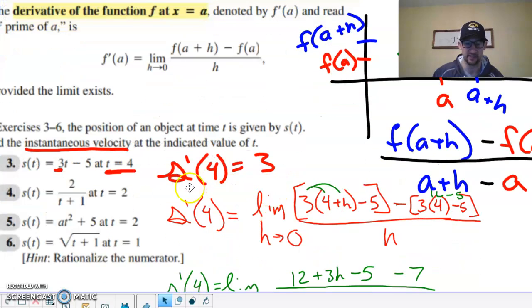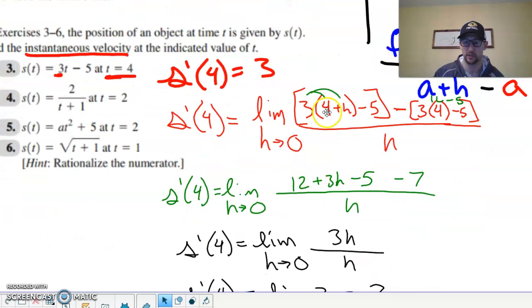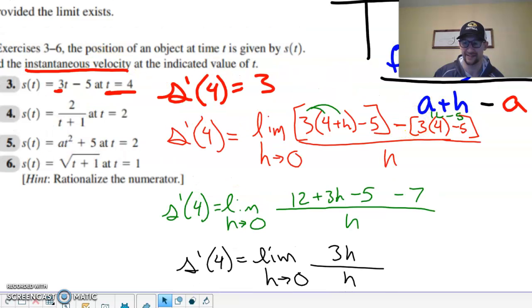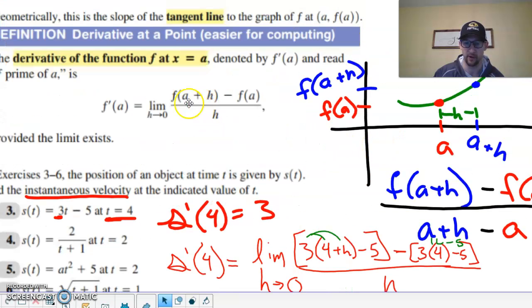And then we did an example where we had 3t minus 5, and we wanted to find the instantaneous velocity, or the derivative or slope, at t equals 4. So that's what we did. We used the limit of the difference quotient, plugged in 4 plus h, because 4 is the value where I want it to be. So 4 is like the a in the formula from up above.